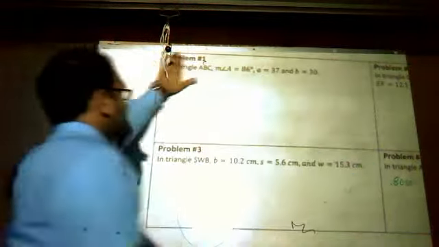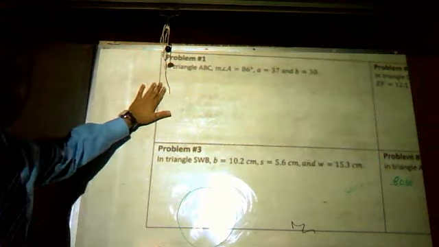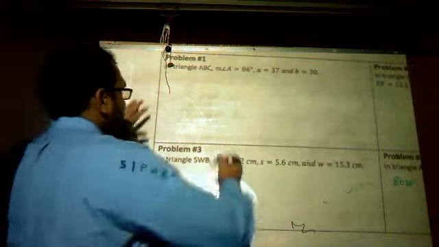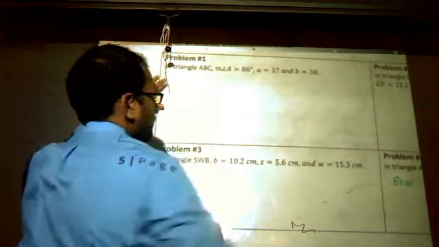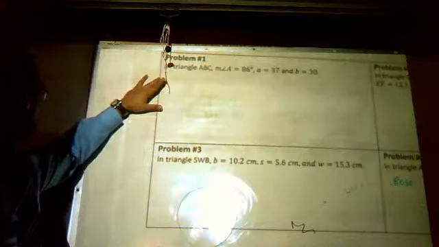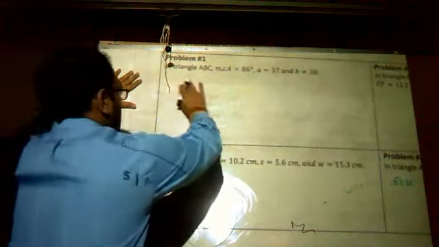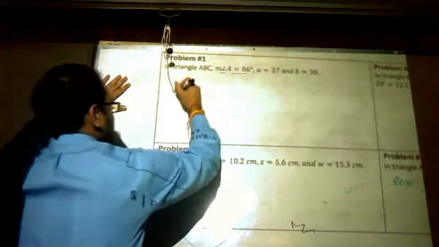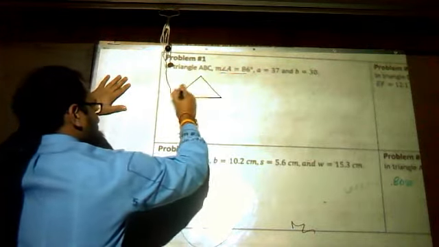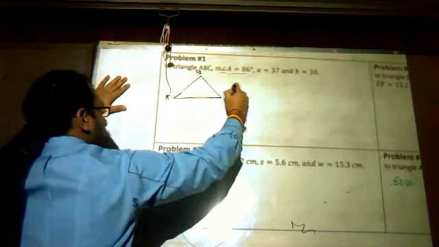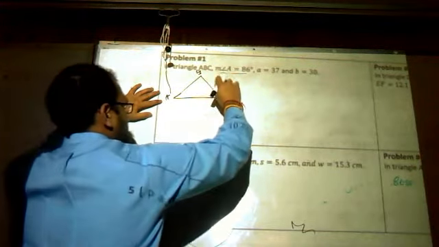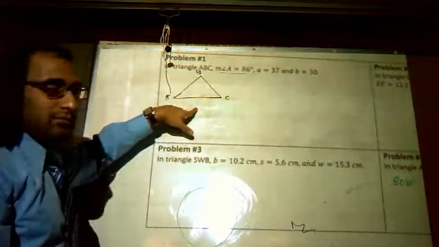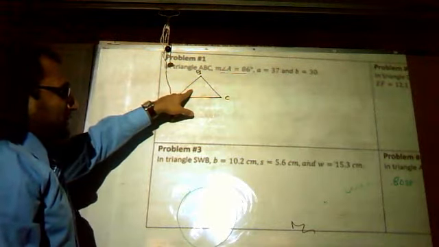Alright, so starting off, problem number 1, this is section number 5. We're trying to find all of the missing sides or angles that we do not have. So first thing, we read the problem. It says in triangle ABC, the measure of angle A is 86 degrees. Opposite of angle A is going to be side A, opposite of angle B is going to be side B, and opposite of angle C is going to be side C.